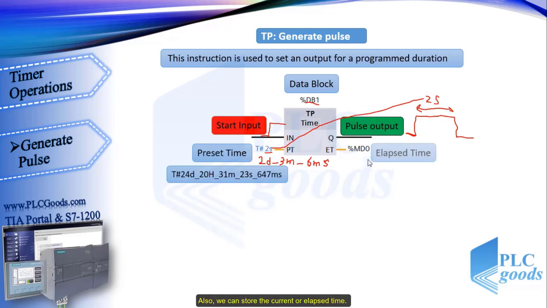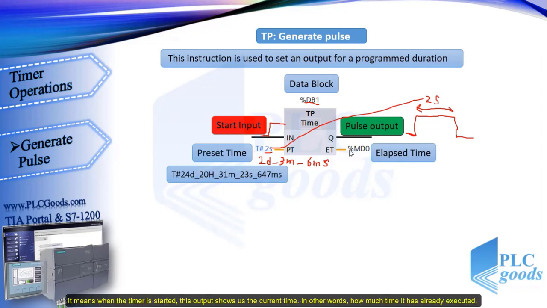Also, we can store the current or elapsed time. It means when the timer is started, this output shows us the current time, in other words, how much time it has already executed. We need 32 bits to store this time. Here, the MD0 address is used, but what is the meaning of MD0?